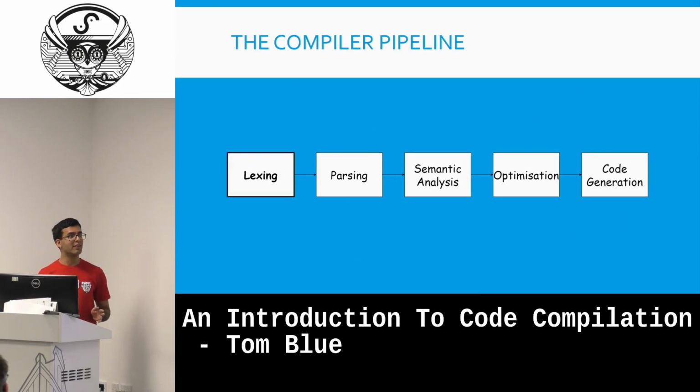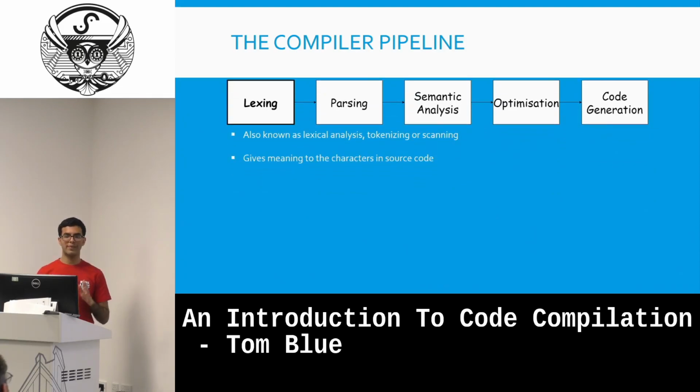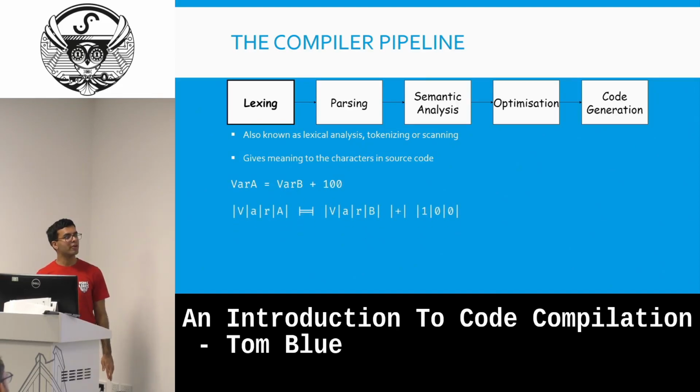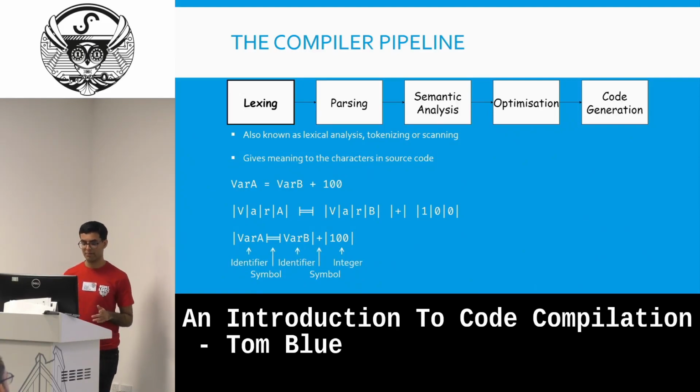So starting with lexing. Lexing effectively takes a string of characters and turns them into tokens that have meaning. So let's say var a equals var b plus 100. You split that up character by character, then you remove the white space, you group them up into tokens, and then you give those tokens meanings. So var a and var b are identifiers, 100 is an integer, and equals and plus are symbols. Those tokens are then fed into the parser.